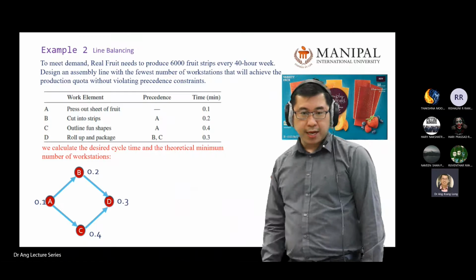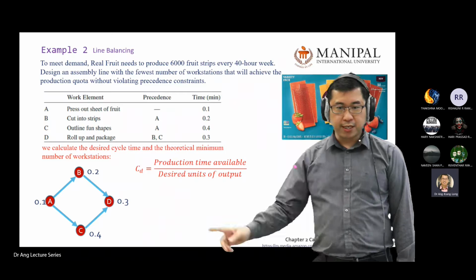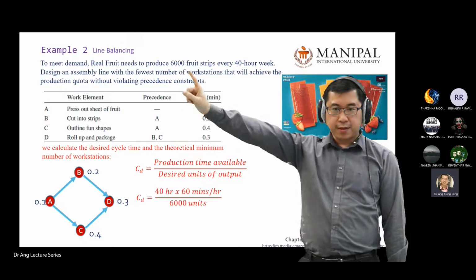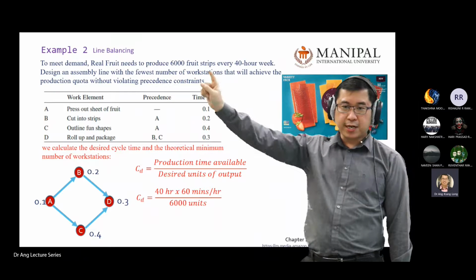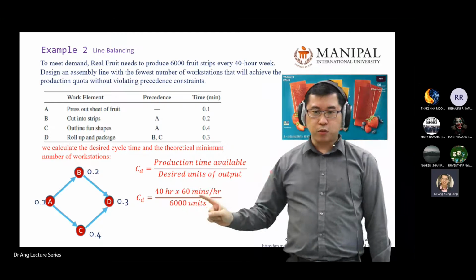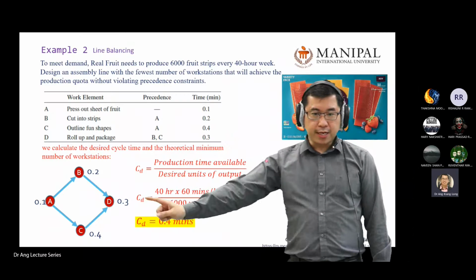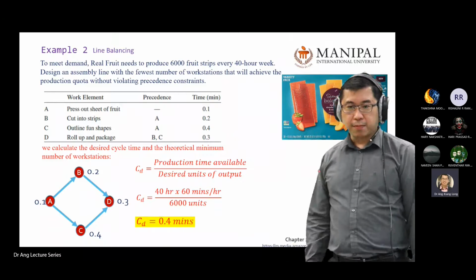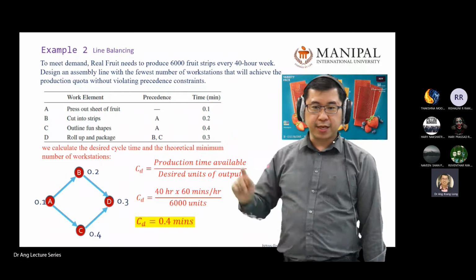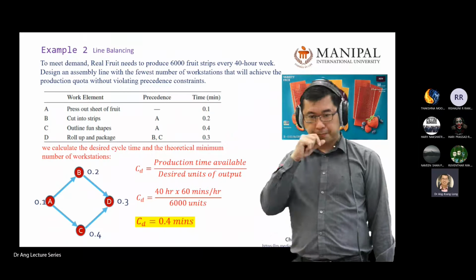But before I group, I need to do some calculation. So first one, I calculate the CD. The question gives that the manager wants to produce 6,000 every 40 hours in the week. So what I do, I convert 40 hours to minutes, divided by 6,000. My desired cycle time is 0.4 minute. Meaning if my process is slower than this time, I cannot achieve my target. So this is my desired, or you can say this is your target time.